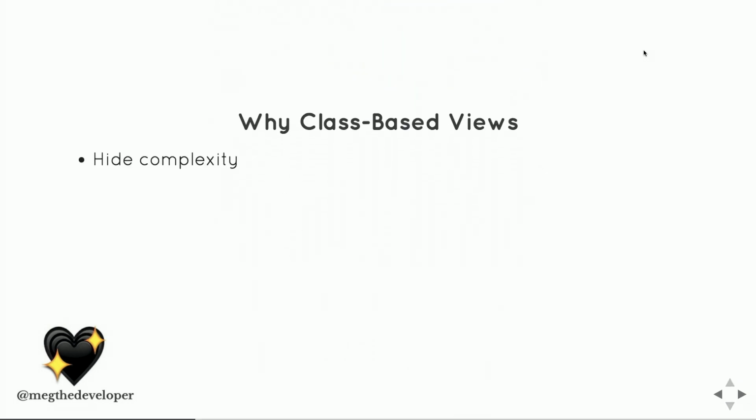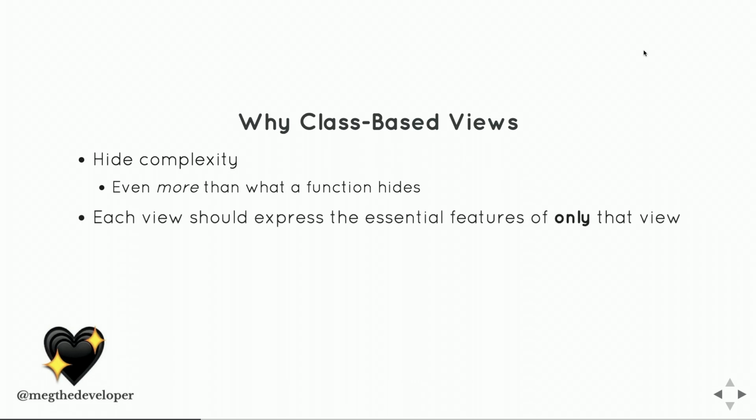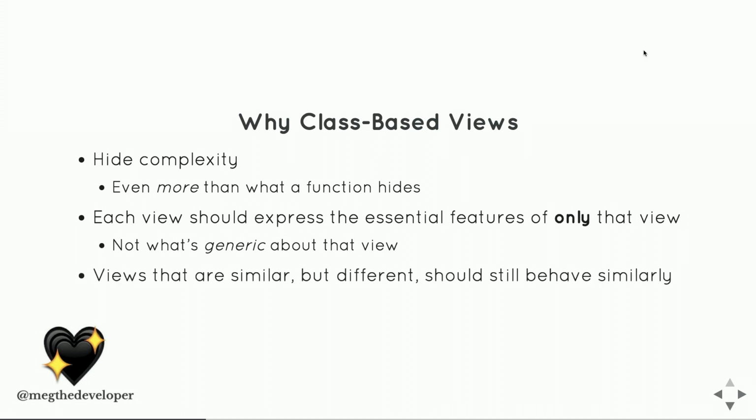So why class-based views? They hide complexity. Yay! Even more than what a function hides, which is nice. Each view should express the essential features of only that view. So if there's something that's common or generic about that view, like it shows you goats, right? That should not be shown to me. That should be encapsulated somewhere else on another view, which is common to all goat-related things in my app. And then this is a little more subtle: views that are similar but different should still behave similarly.